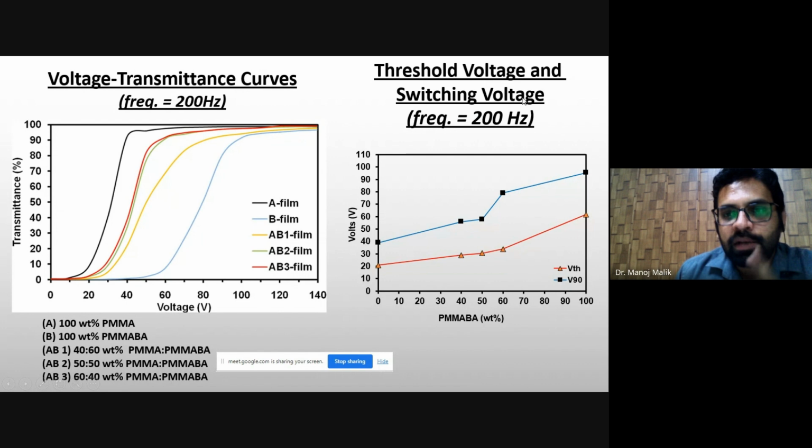Threshold voltage and switching voltages were measured, and we found that in the case of pure PMMA-BA, that is the copolymer, on the extreme right side edges of the graph, the values are too high, and we can control them by mixing in the other polymer, PMMA.